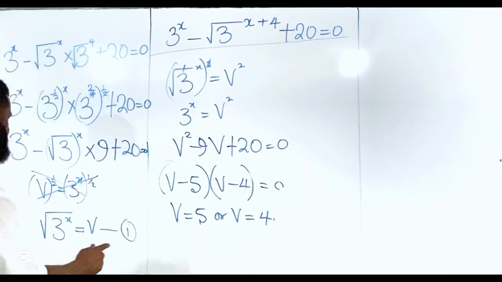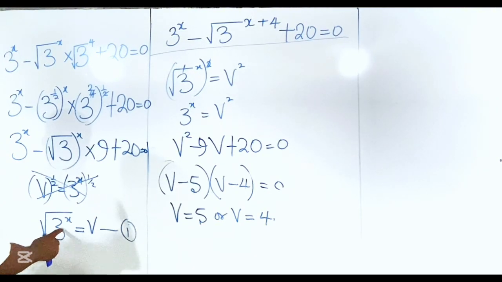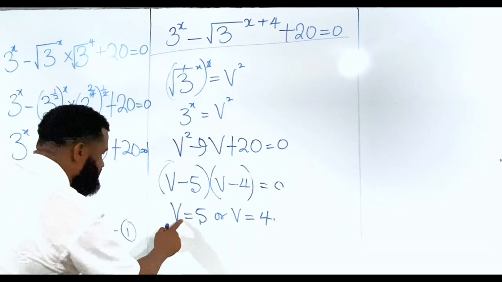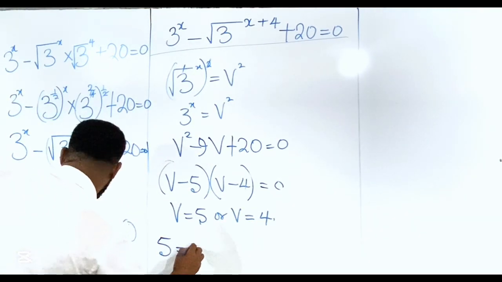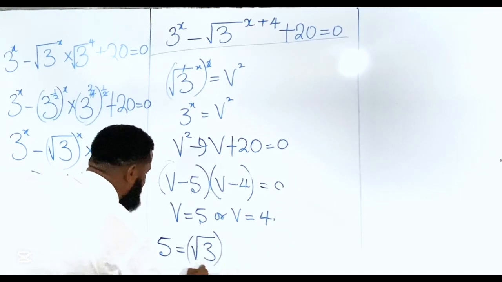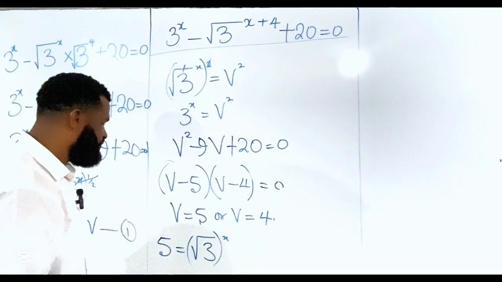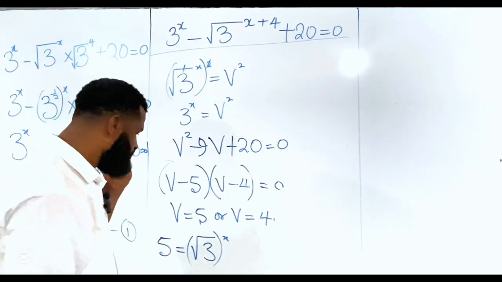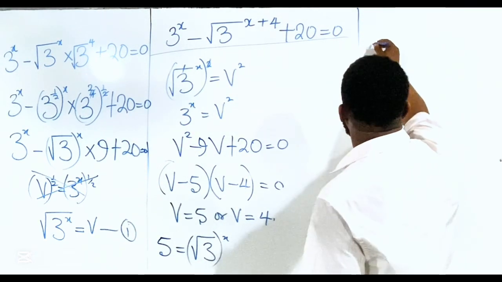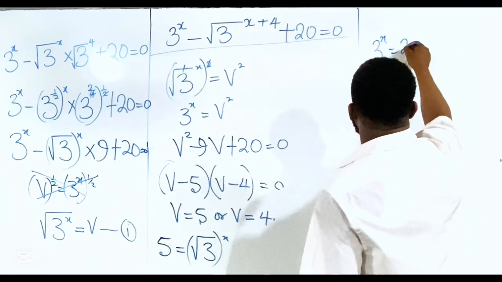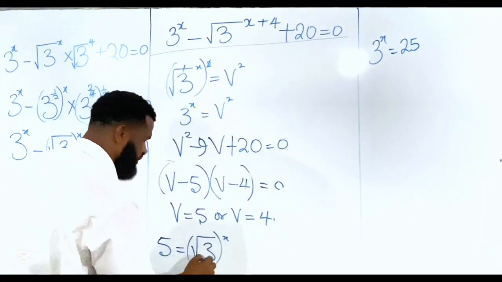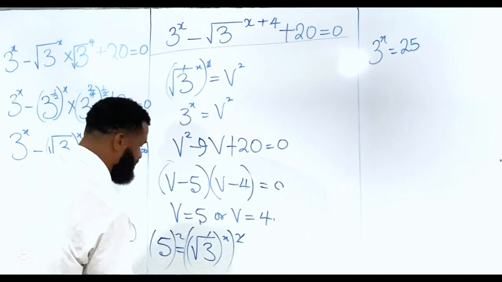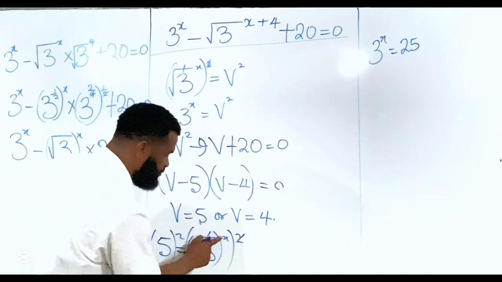Remember, I have that v is equal to square root of 3 raised to power x. So in this case, since v is 5, I'm going to have 5 is equal to square root of 3 all raised to power x. Now, to find the value of x, I'm going to remove this root first. How do I remove it? By squaring both sides. So I'm going to have 3 raised to power x is equal to 25. It's very simple. If I square this side and square this side, this is going to cancel out. I'm going to have 25 equal to 3 raised to power x.